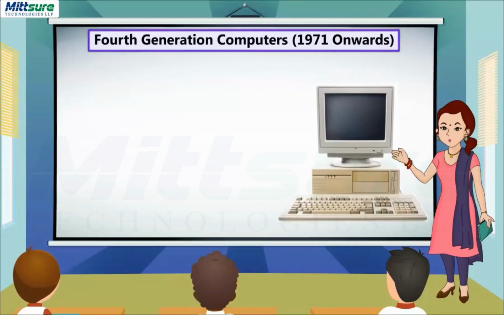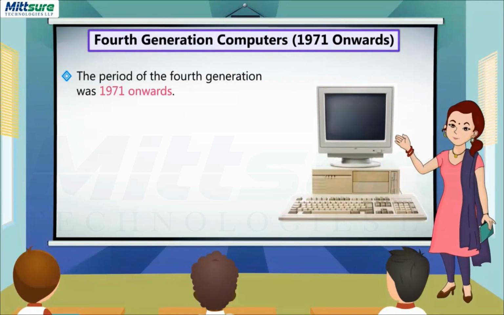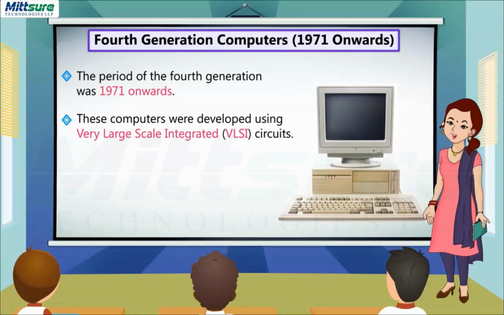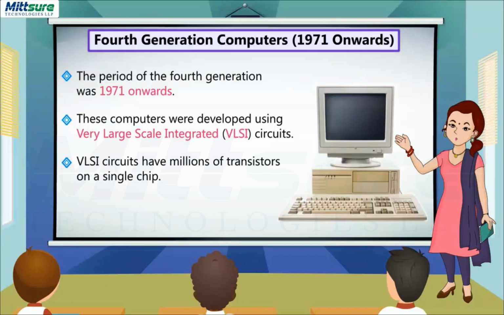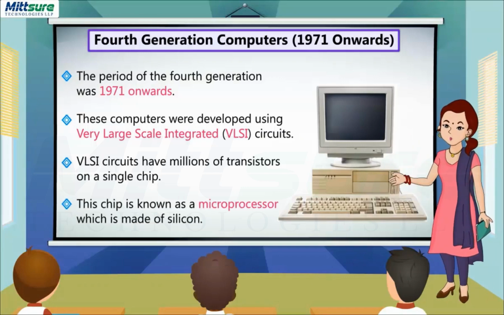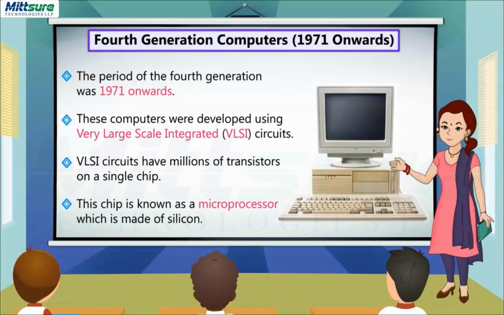Fourth generation computers, 1971 onwards. The period of the fourth generation was 1971 onwards. These computers were developed using very large-scale integrated circuits, VLSI circuits. VLSI circuits have millions of transistors on a single chip. This chip is known as a microprocessor, which is made of silicon.